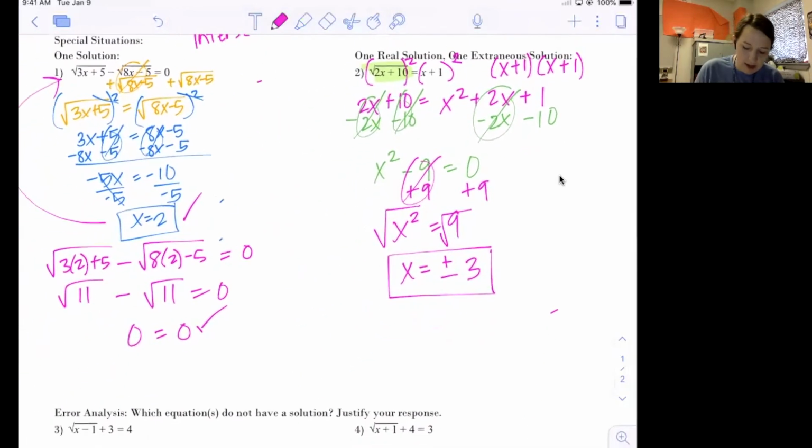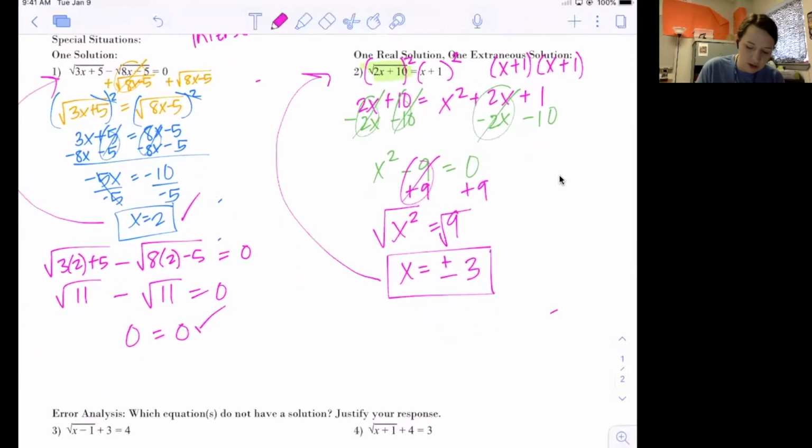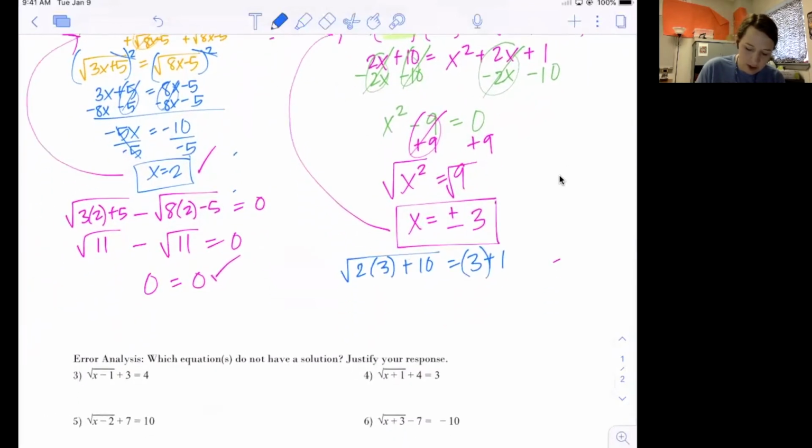So when we plug in to check for extraneous solutions, we're going to have to plug in two values. So I'm going to start with a +3. Square root of 2 times 3 plus 10 equals 3 plus 1. That's my x value. So here I have the square root of 16 equals 3 plus 1, or 4. Square root of 16 does equal 4.